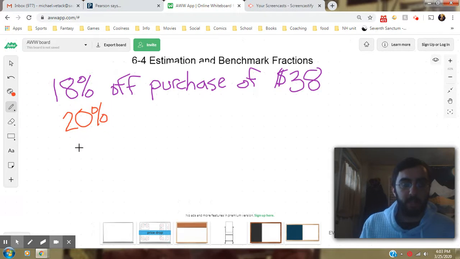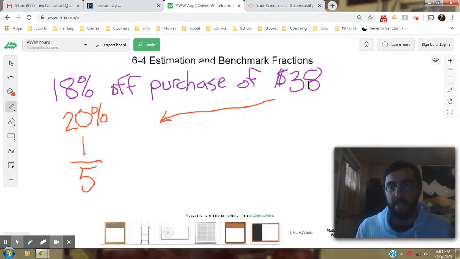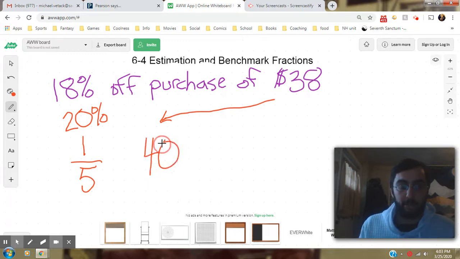Because we know 20% as a benchmark fraction is going to be 1/5. You could think of it as 2/10 as well, and you'd still be able to solve. Maybe we'll look at that right after, but 20% we should know is 1/5. So now we take the 38, and let's change that to something that works well with 5. So I'm trying to find a number that I can divide by 5 pretty easily. So I could change it to 35. That'd be moving it 3, but I could also change it to 40, and I'm changing it by 2. So now I have $40. I divide by 5, which is 8. And since it's 1/5, I don't have to do anything more.